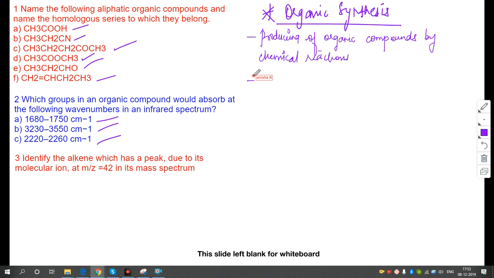There was an American scientist named Robert Burns, regarded as the father of modern organic synthesis. He was awarded the Nobel Prize in 1965. This is just for your information. He got the Nobel Prize because he synthesized many natural products such as cholesterol.